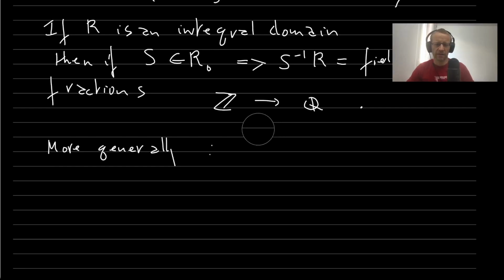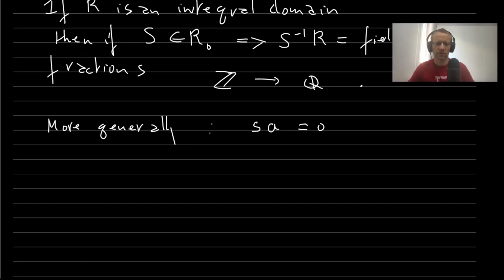Suppose that we have, for instance, S times A is equal to 0. Namely, we don't have an integral domain. We have an element A of R, which multiplied with an element S of S is equal to 0. If we have such a case, then we can see that naturally the fraction A over 1, which would be equal to the fraction SA over S, would be equal to 0 divided by S, which is equal to 0, and we would conclude correctly that A has to be set to 0 in the new ring.